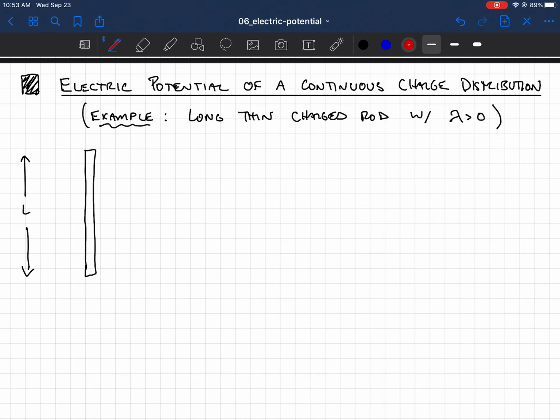So we can choose a coordinate system, maybe place a point on the x-axis here. And maybe I'll just say that point is a distance x from the rod. And we want to find the potential at that point, and we're going to do it by assuming that the rod can be broken up into chunks. And consider one little chunk, so maybe Qn here. Qn has delta y, let's say, for its length.